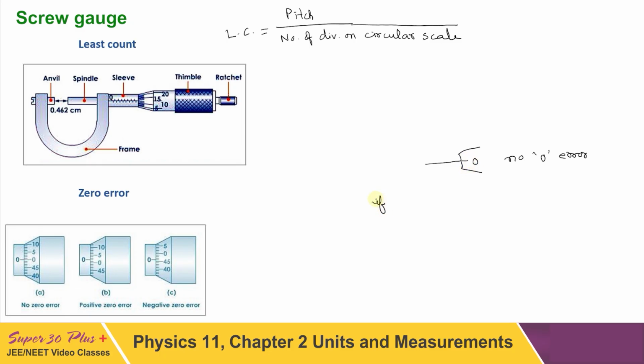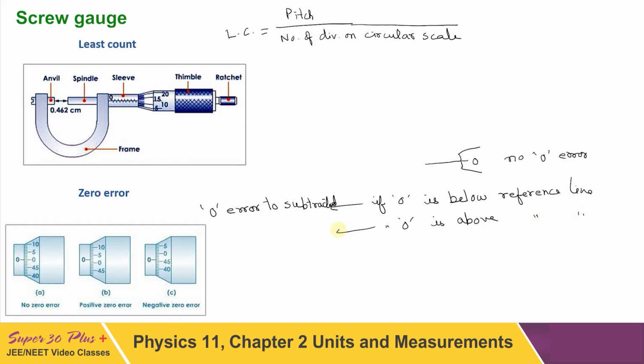If 0 is below the reference line, zero error is to be subtracted. What does it mean? What kind of zero error is it? Absolutely right. This is positive zero error because it is being subtracted here, and vice versa. If 0 is above the reference line, then it has to be added, and then it is said that negative zero error is there. So first we check what kind of zero error is there, whether it is negative or positive.